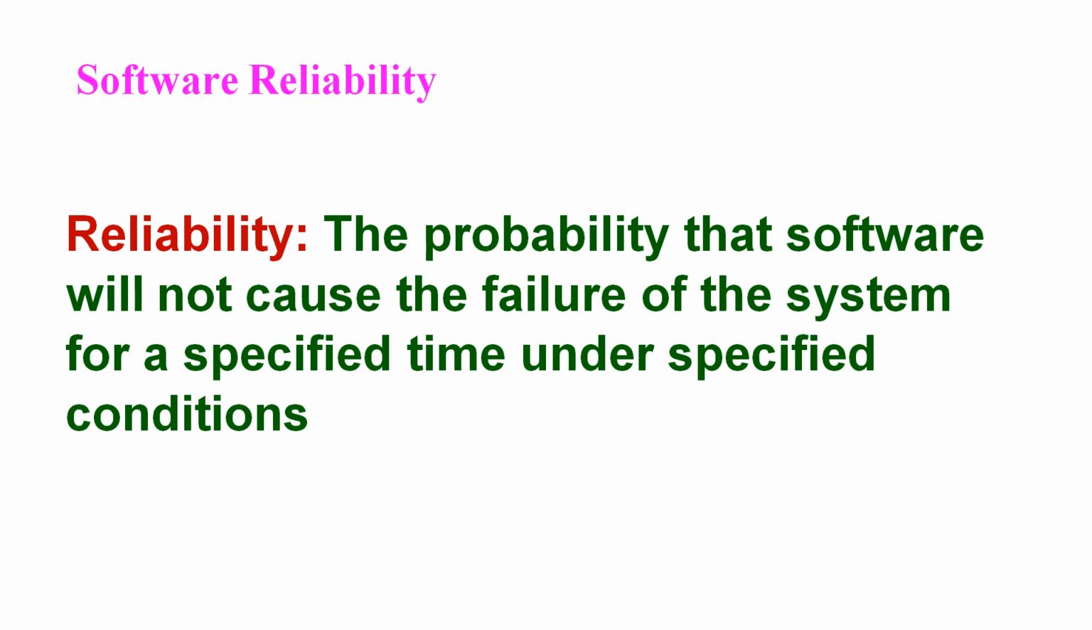So, I repeat, the probability of having no failures of a particular system when it is being used by the end users for a specified time under the specified conditions is called the reliability of the software. You can present this definition in your own way without deviating from the concept. This is called the reliability of the software.